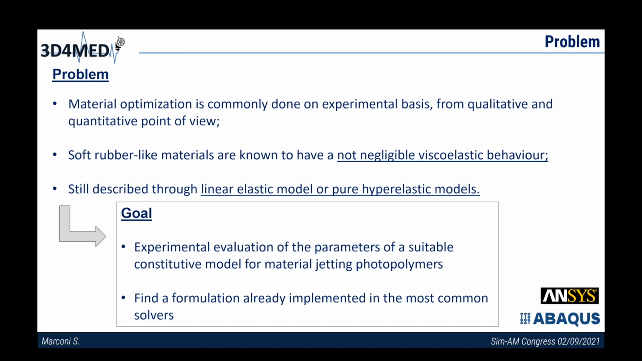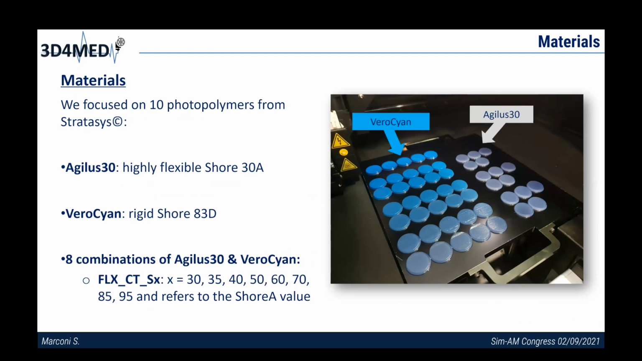So the goal in this context for us was to find a methodology which allows us to perform an experimental evaluation of the parameters of a suitable constitutive model to be used for material jetting photopolymers. And we also wanted to find a formulation that was already implemented in the most common finite element software, so as to move directly from the mechanical characterization to the implementation.